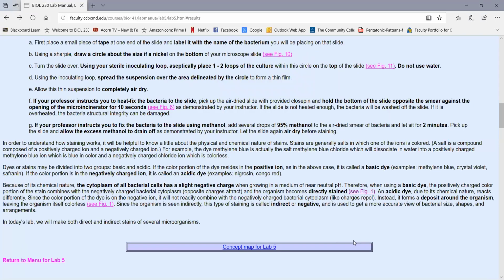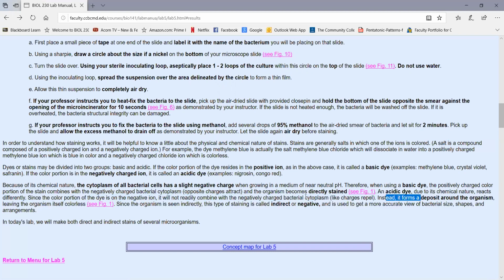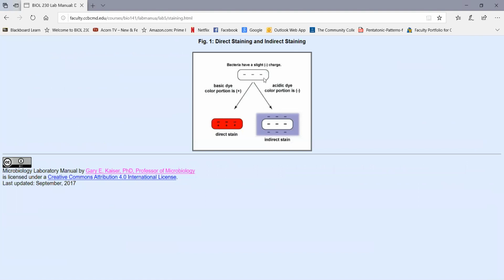Now, an acidic dye, the color is in the negative ion. And so if we use an acidic dye, the color portion's in the negative ion. The bacteria are negatively charged, and like charges repel. So in this case, we let the dye dry on the slide, and the dye forms a deposit around the organism. So we're staining, in this case, the background, not the organism. The organism's colorless.